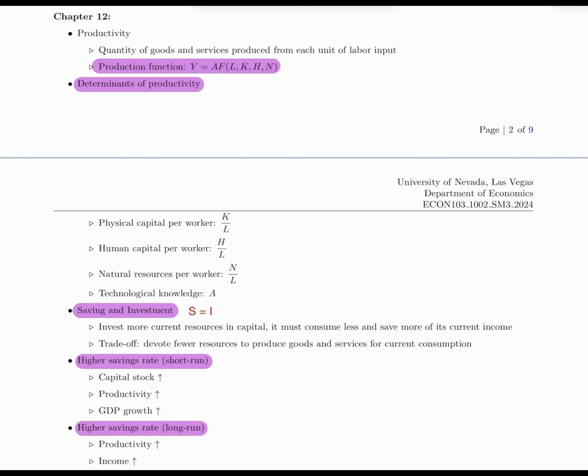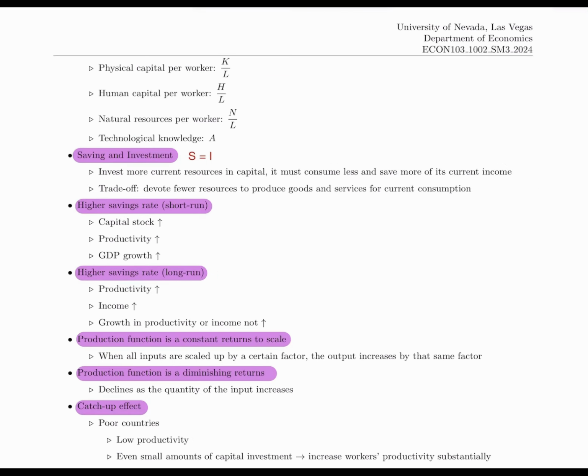It is crucial to understand the four determinants of productivity. These are given by the physical capital per worker, K over L, human capital per worker, H over L, natural resources per worker, N over L, and the technological knowledge, A. We also explore the concepts of saving and investment in capital stock.